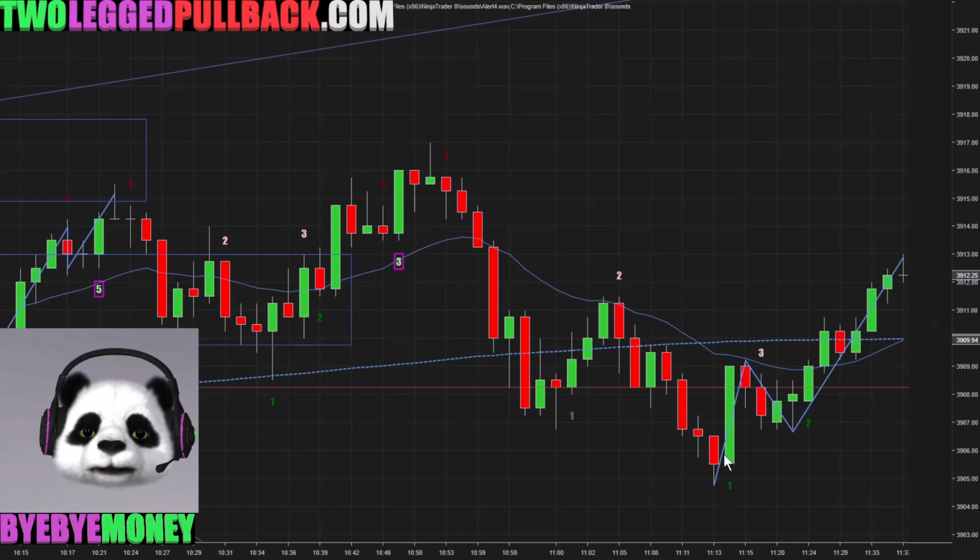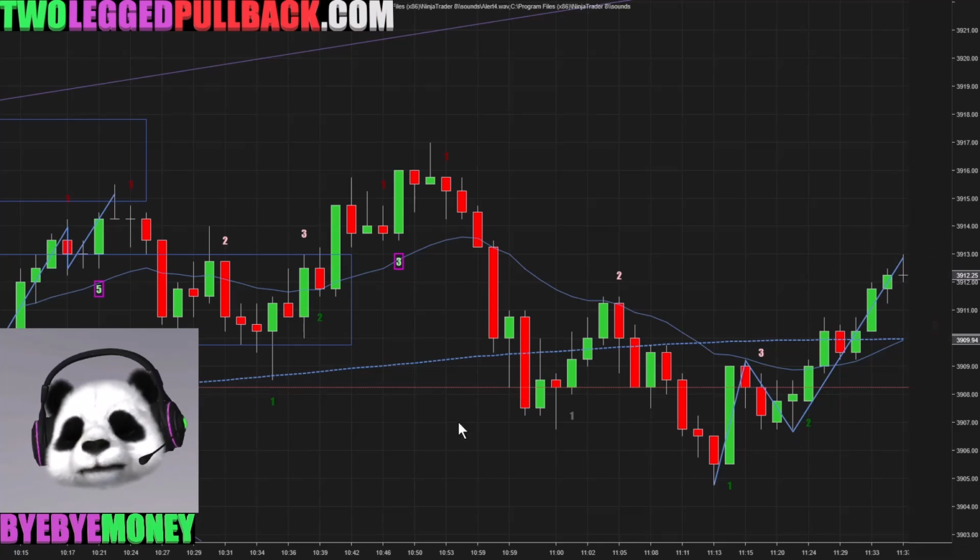First thing you notice, bull bars. 1, 2, 3, 4, 5, 6, 7, 8, 9. 8 out of the last 9 bars were non-bear bars. I say non-bear bars because this is technically not a bull bar, but it's a non-bear bar. So 8 out of the last 9 are non-bear bars.